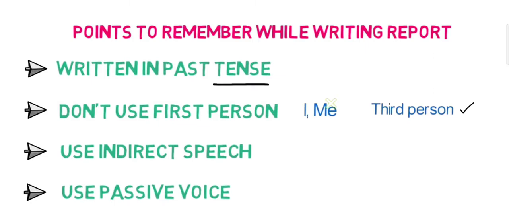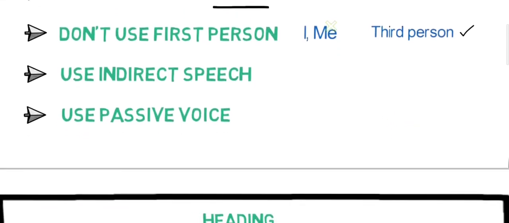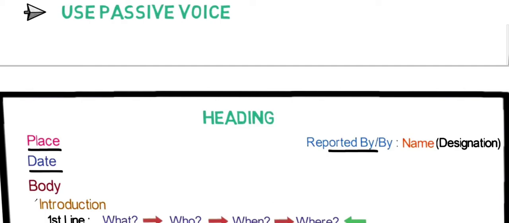He, she, it. Now come to indirect speech. While we are writing a report we always use indirect speech and always use passive voice. We never use direct speech and active voice in report writing.